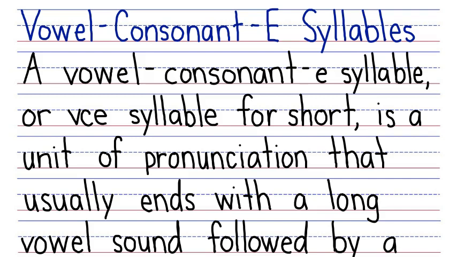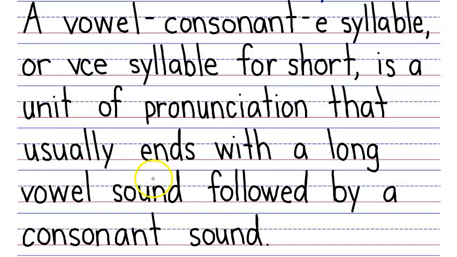I'm Sally Cole with Story Hour Academy, and this is our lesson about vowel-consonant-E syllables. A vowel-consonant-E syllable, or VCE syllable for short, is a unit of pronunciation that usually ends with a long vowel sound followed by a consonant sound.